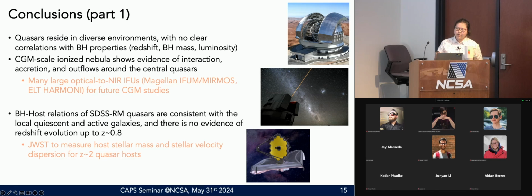For example, at Michigan, we have a lot of IFUs from optical to near infrared that are currently being designed, deployed and tested right now. So there's the Michigan IFU-M and also MIRMOS in planning. And then in the future, we're trying to build HARMONI on the ELT. And then on the host galaxy and black hole relation end, I worked on a JWST proposal when I was a grad student here. I believe a few postdocs here are working on the data now.